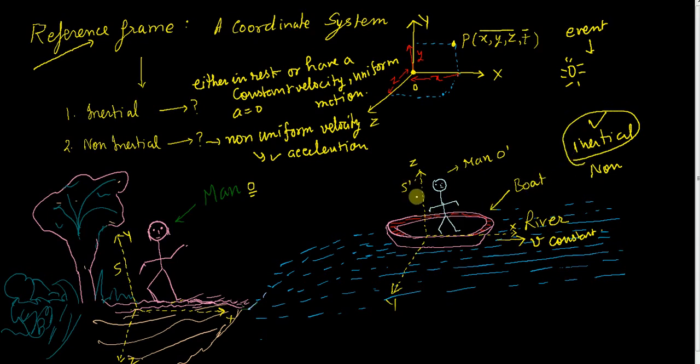Why inertial frame? Because this frame is moving with constant velocity, and this is the simple definition, in simple words, of the inertial frame. And no doubt this frame is at rest, so it will be an inertial frame. So both the frames associated with the observer O and O prime are inertial. Now into the next section.